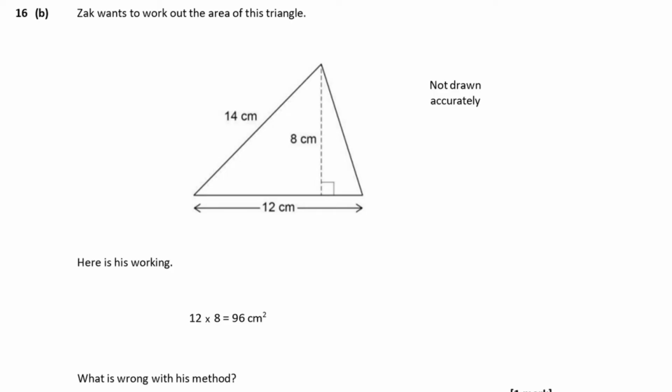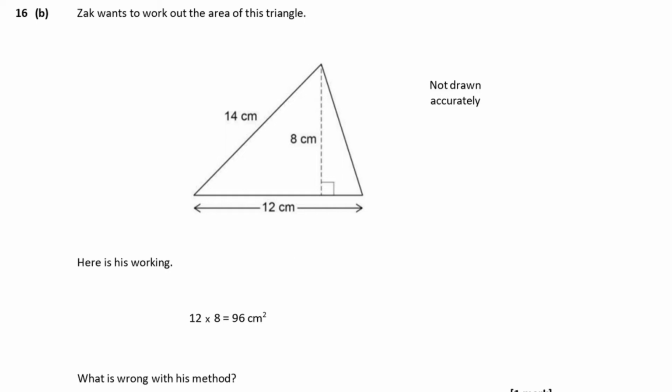Part B says Zach wants to work out the area of this triangle. So we've got a triangle here. I've got various measurements on it, and he says here is his working. The area of the triangle is 12 times 8, which is 96 centimeters squared. Okay, well, he's been a bit of a muppet, hasn't he? Because he's used the area formula for a rectangle.